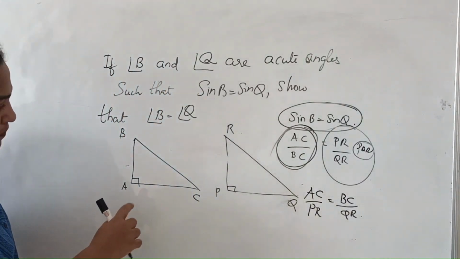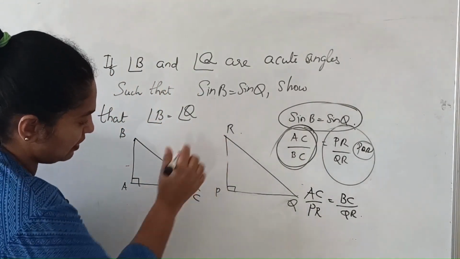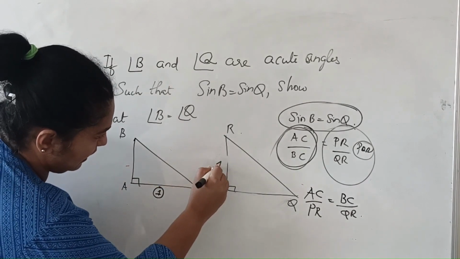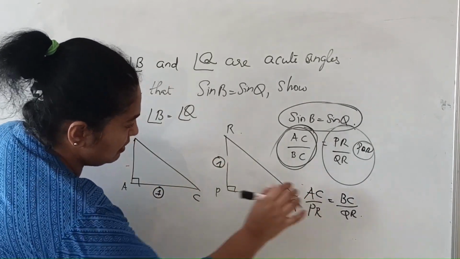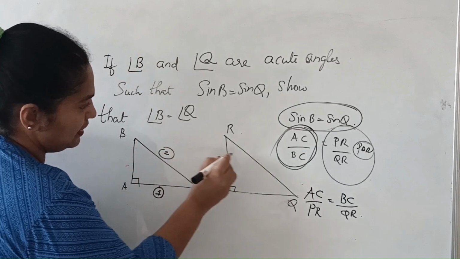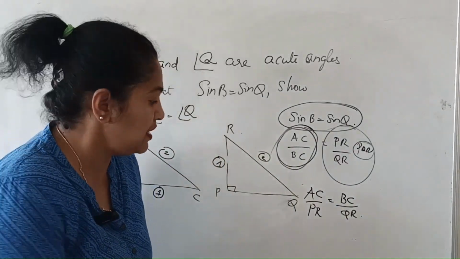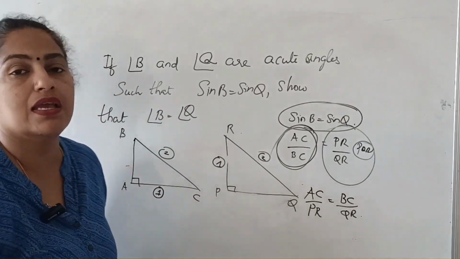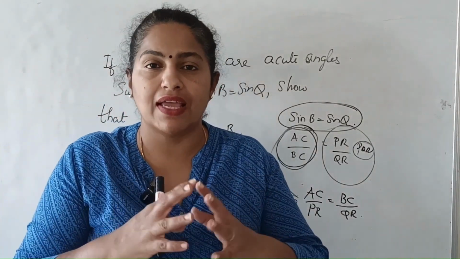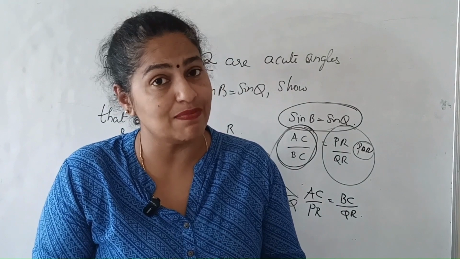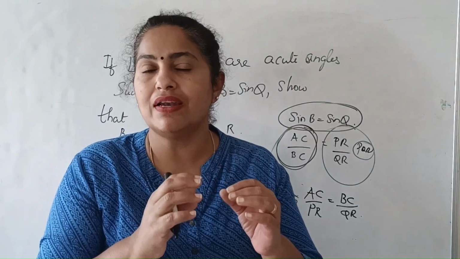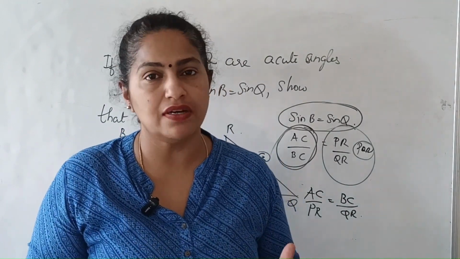So let us see. AC by PR, this side and this side, and I am getting BC by QR, this side and this side. If we are able to prove the similarity between PQ and AB, I can say that the triangles are similar and hence the corresponding angles are equal. Now let us see how we can get the ratio of the third side.